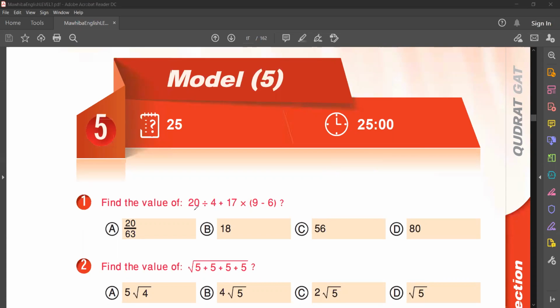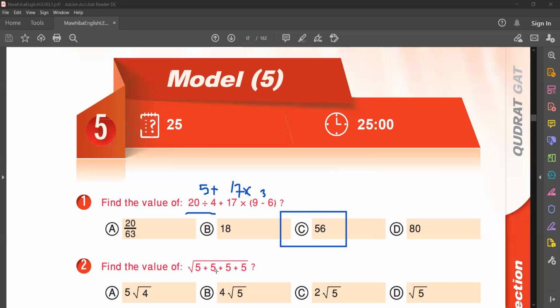Now we have this problem. 20 divided by 4 is 5. Then 17 times 9 minus 6 is 3, so 17 multiplied by 3. The product 17 times 3 is 51, and plus 5 is 56. So the answer is 56. The correct answer is number C.